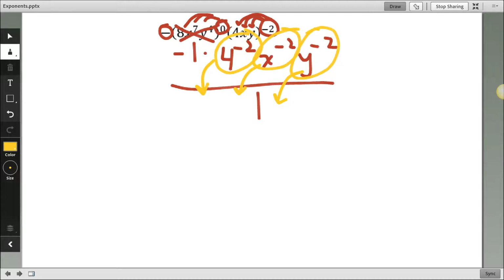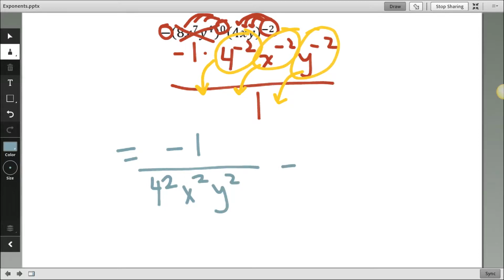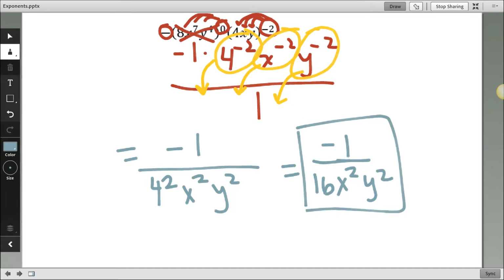The negative 1 stays right where it's at. So then this becomes negative 1 over 4 squared, x squared, y squared. And then all I've got to do is simplify any numbers that will simplify. So I've got negative 1 over 4 squared, which is 16, x squared, y squared. Done deal.